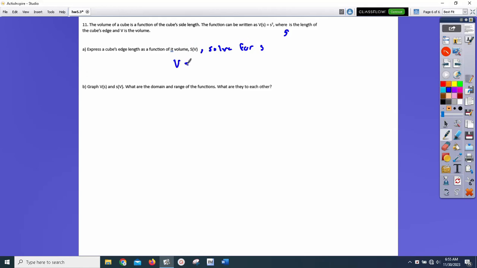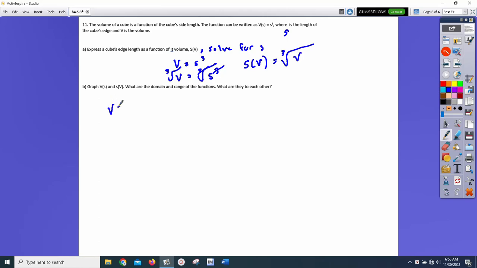So we have volume as s cubed, and the opposite of cubing is going to be to cubic root both sides. And a cubic root cancels out a cube, so s as a function of volume is simply the cube root of the volume. Now it says graph these two things. What are the domain and range of the functions? What are they to each other?